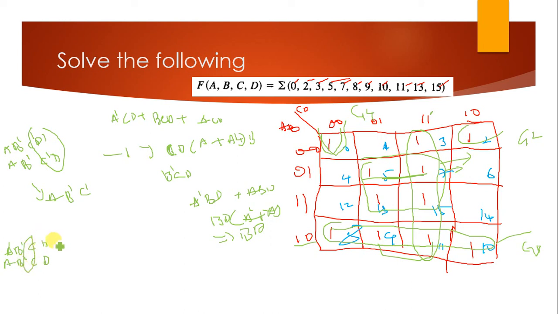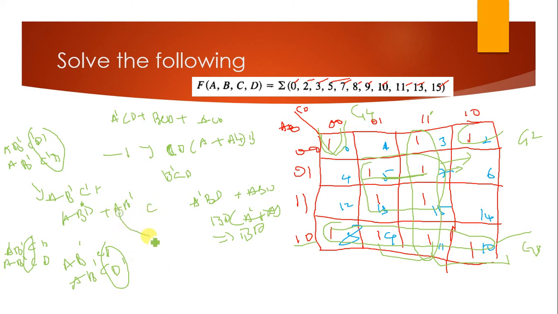So C and C dash has to be eliminated, plus A, B dash D. Plus the next two combinations, A, B dash, C, D to A, B dash, C, D dash. So D has to be eliminated. So A, B dash, which is C.